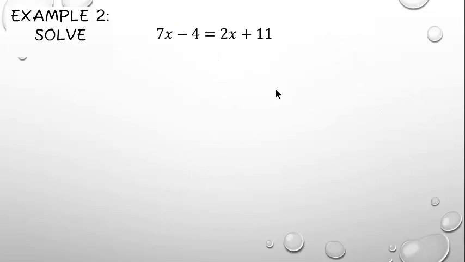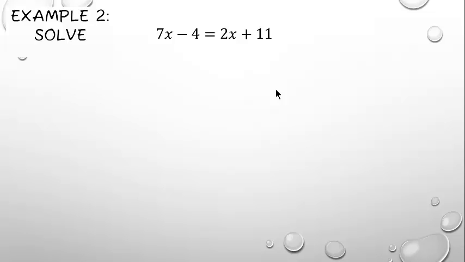Okay, example 2, solve 7x minus 4 equals 2x plus 11. We have pronumerals on both sides this time. So what we're going to do is try and get the pronumerals on one side and the numbers on the other side, and we're just going to use opposite operations to do that. So firstly, we need to determine which side we're going to have the pronumerals on, the left or the right. Get that clear in your head before you start, otherwise sometimes you just end up going backwards and forwards.